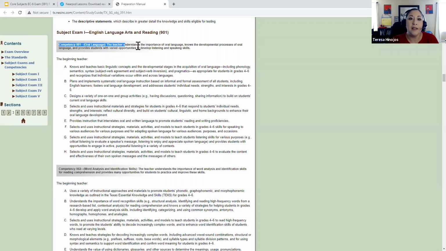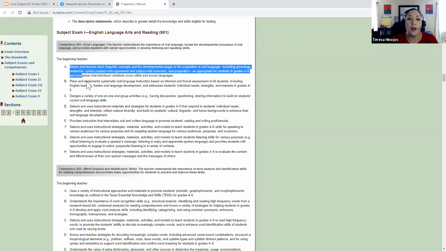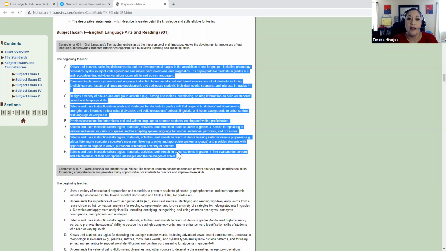For competency 1, it mentions what the competency is about, oral language, and then it goes over all of these descriptors. These descriptors are where I'm getting information for today's review session. So when you're reviewing, you need to go through and look at what these competencies are.